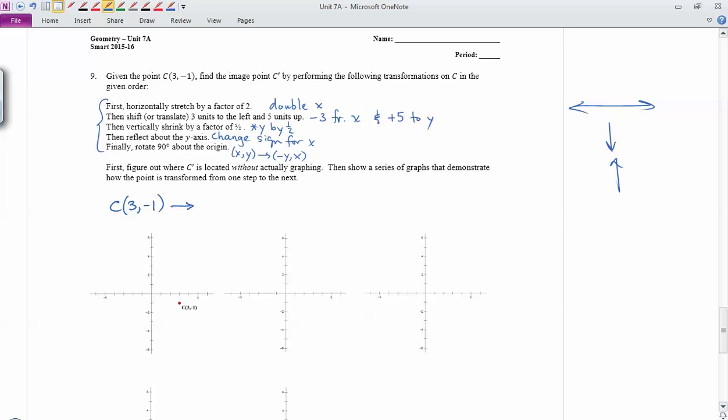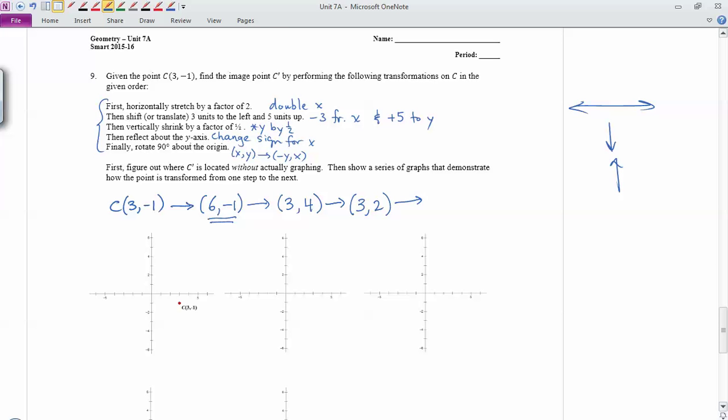So if the first step is stretch it by a factor of 2, you have to double the x. So if I double the x, I get 6, and then I keep the y the same. Then I'm going to shift it 3 to the left and 5 up. So I'm taking this point now and subtracting 3 from the x and adding 5 to the y. So negative 1 plus 5 is 4. Then I'm vertically shrinking by a factor of a half. So I'm going to take the y value and shrink that by a half, so it's multiplying it by a half. I'm going to get (3, 2).